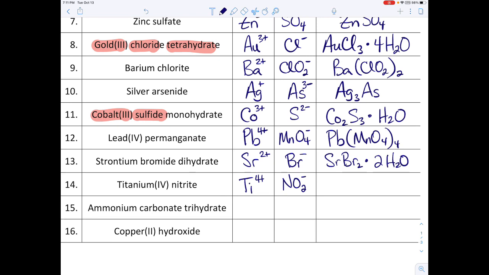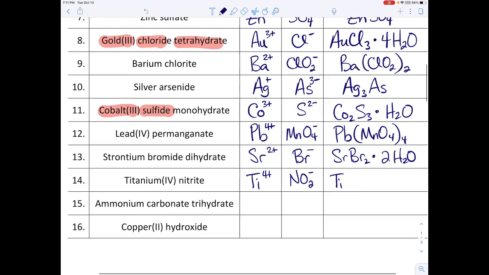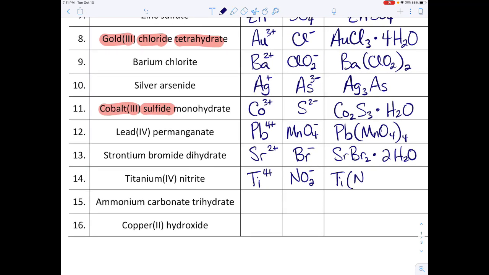There's a 4 positive and a 1 negative, so I'll take one of those titaniums and I'll take 4 of these nitrites. So we get Ti. Because I need 4 of the complex ions, more than one, we'll put them in brackets and say we need 4 of those.